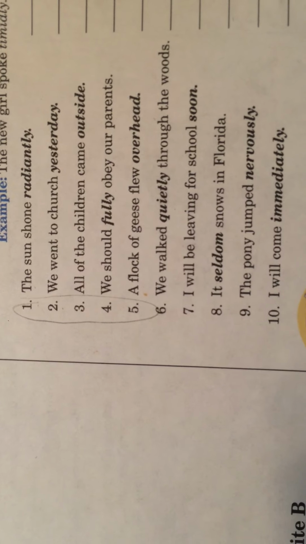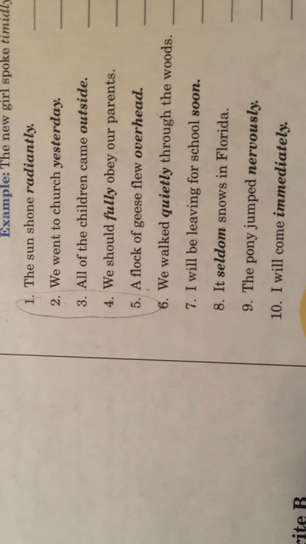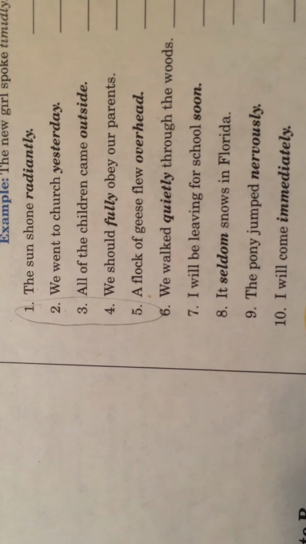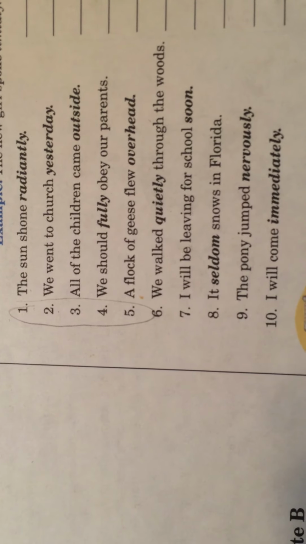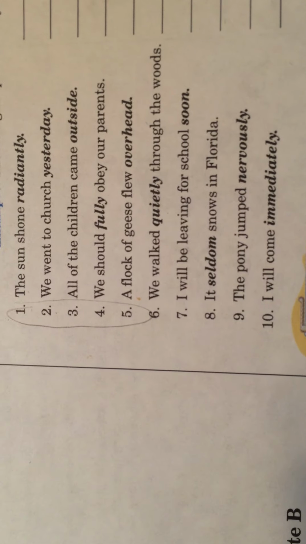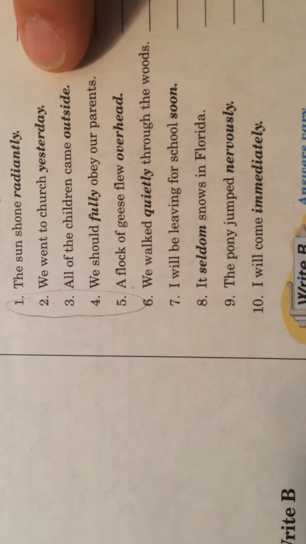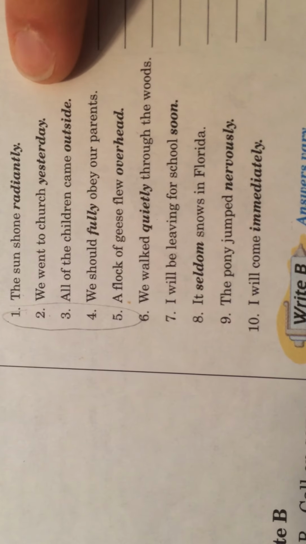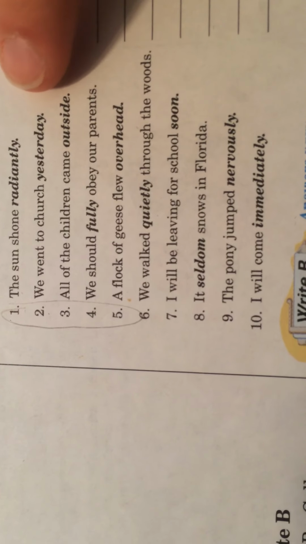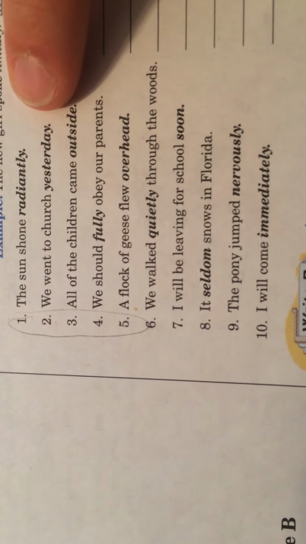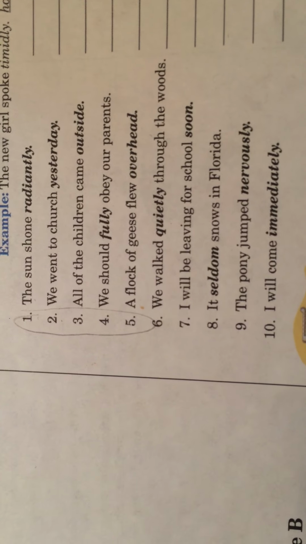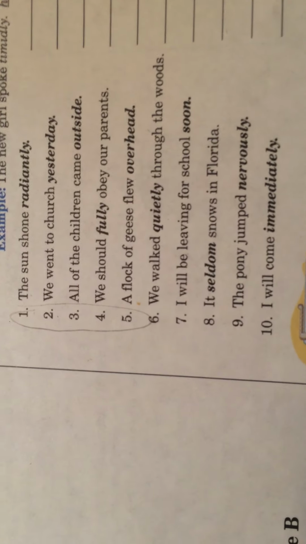The sun shone radiantly. Okay, so which question? Where, when, how often? The answer is how. How did the sun shine? Radiantly. So you're going to write the word how, the question how, in the line beside number 1. Number 2, we went to church yesterday. Okay, look at those 5 questions. Find the verb in the sentence, and see which one yesterday answers the question to. Okay, have that in your brain. The answer is when. When did we go to church? We went yesterday.